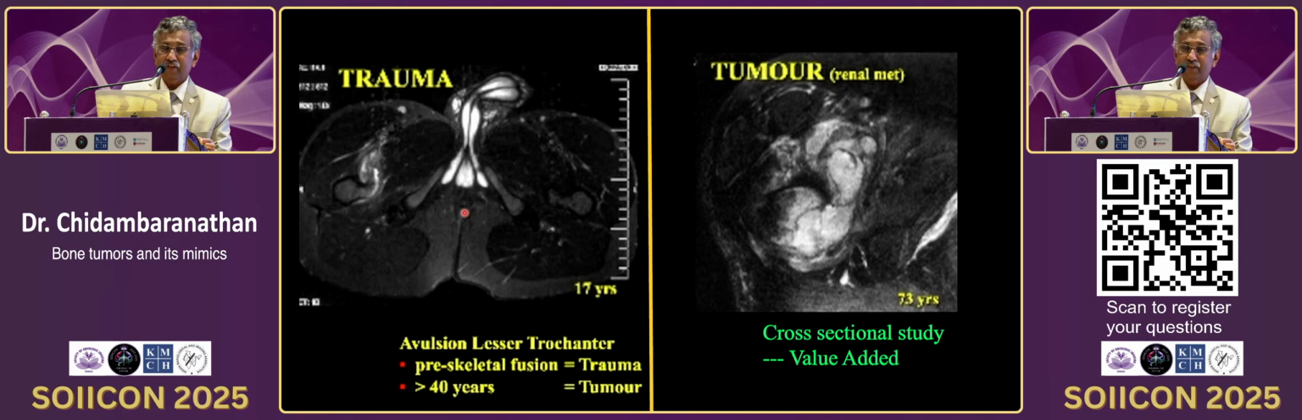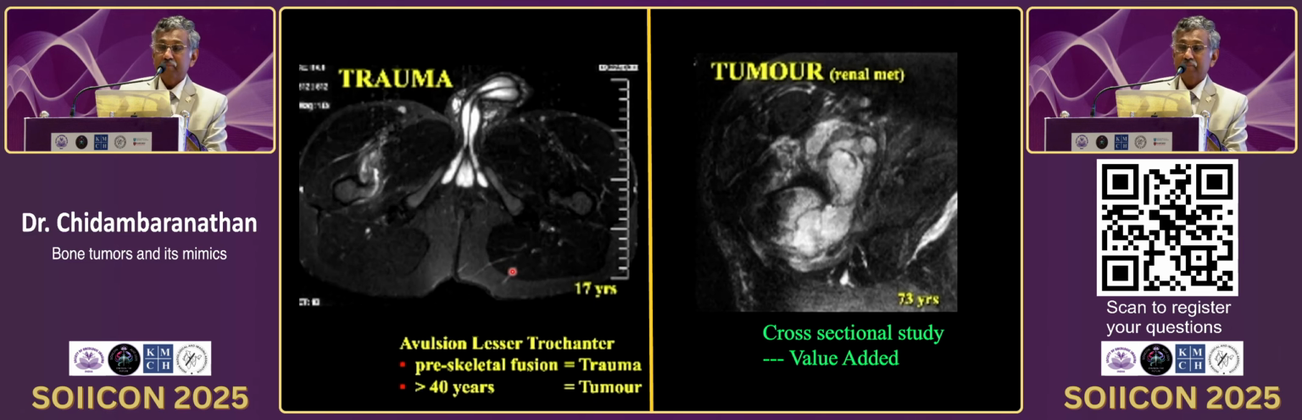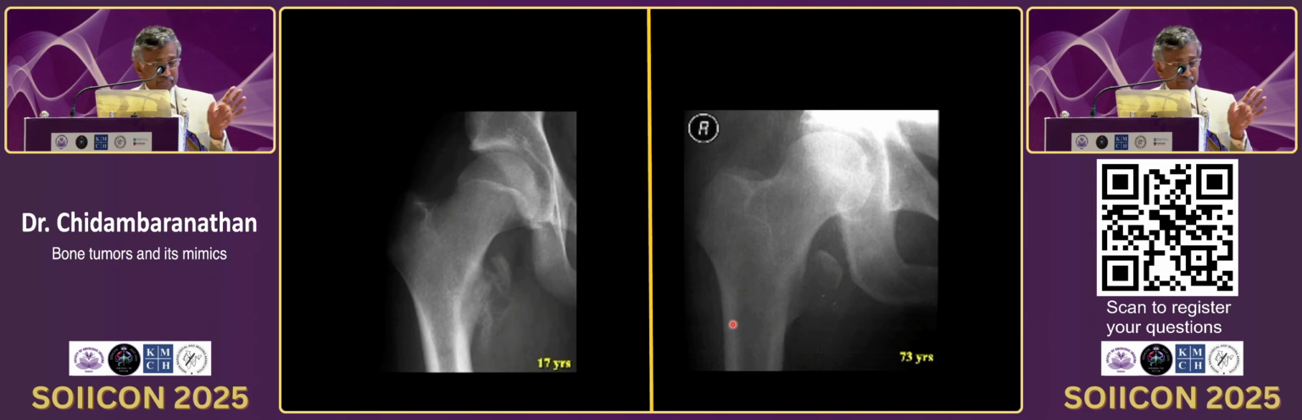This patient had a trauma, and this is the history. The trauma history doesn't mean this is an avulsion injury. Okay, go back, this is an avulsion injury. But here, this is a mass-forming lesion, and the cross-sectional studies actually show a tumor. So this is an important thing. Both lesions look similar on the image and the radiograph.